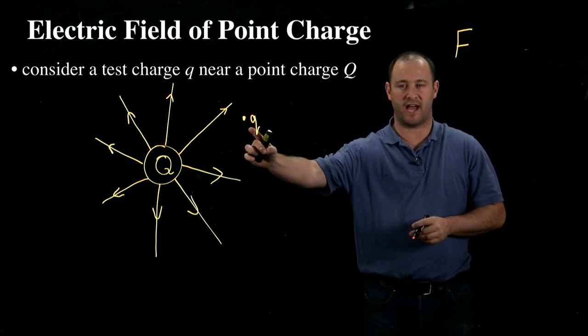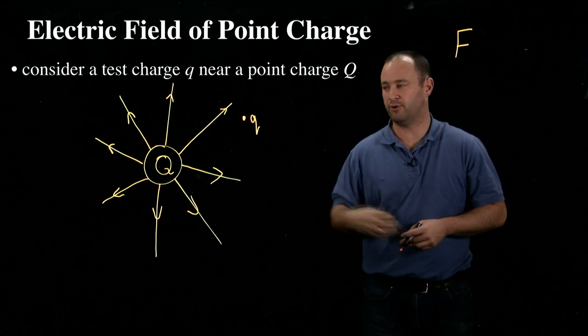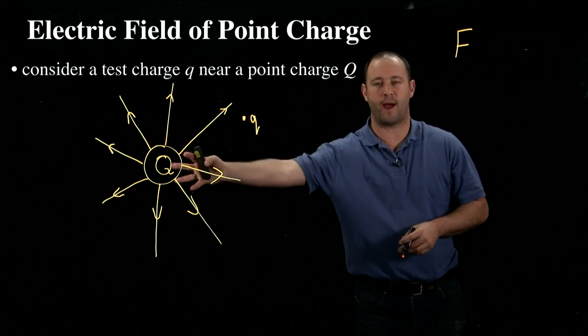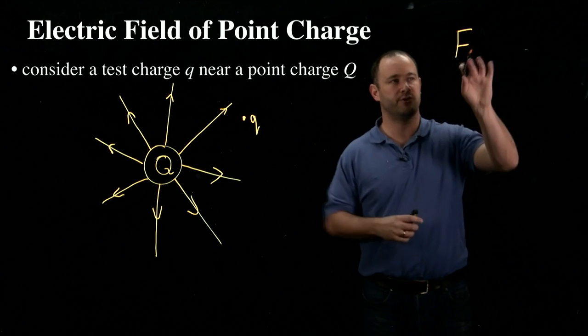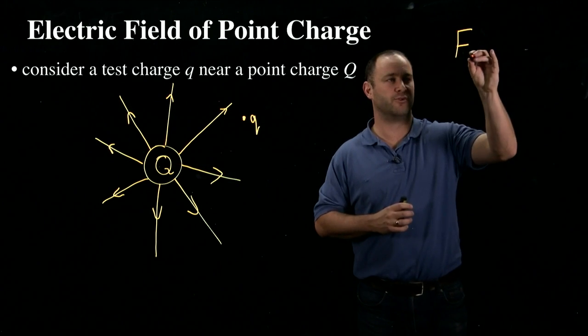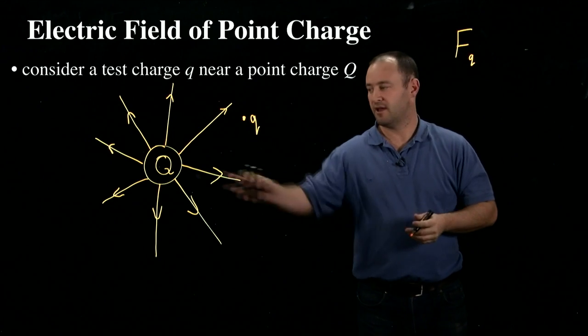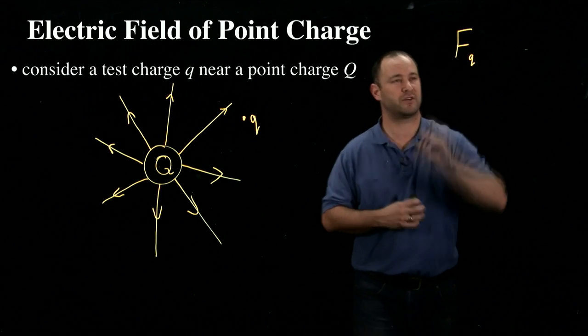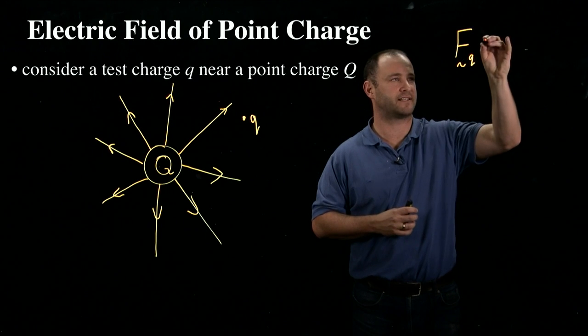Our little test charge has a value of little q, and it's sitting somewhere in space near our point charge, big Q. What we can do is calculate the force on little q caused by big Q. So the force on little q caused by big Q, this is a vector.